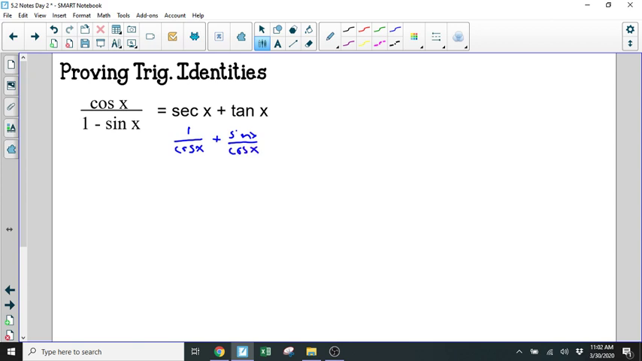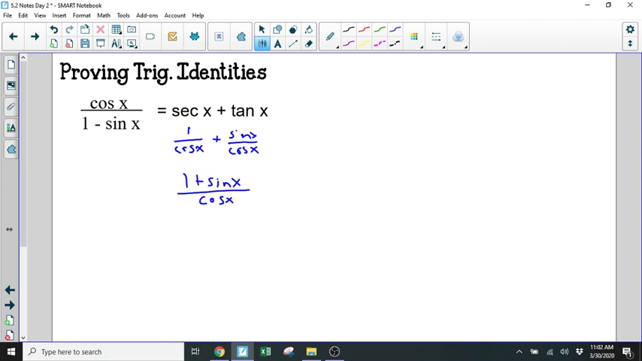They already have a common denominator, and so I get to 1 plus sine x over cosine x, and we kind of run into a little bit of an issue here, is that I'm trying to get it to be a cosine on the top and a sine on the bottom, and it's not looking that way right now. So a couple different ways we could attack this.